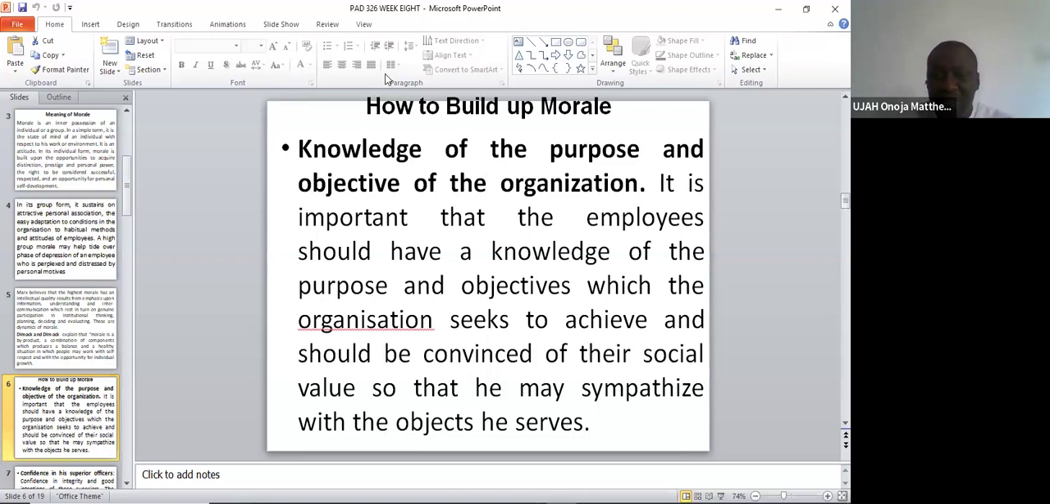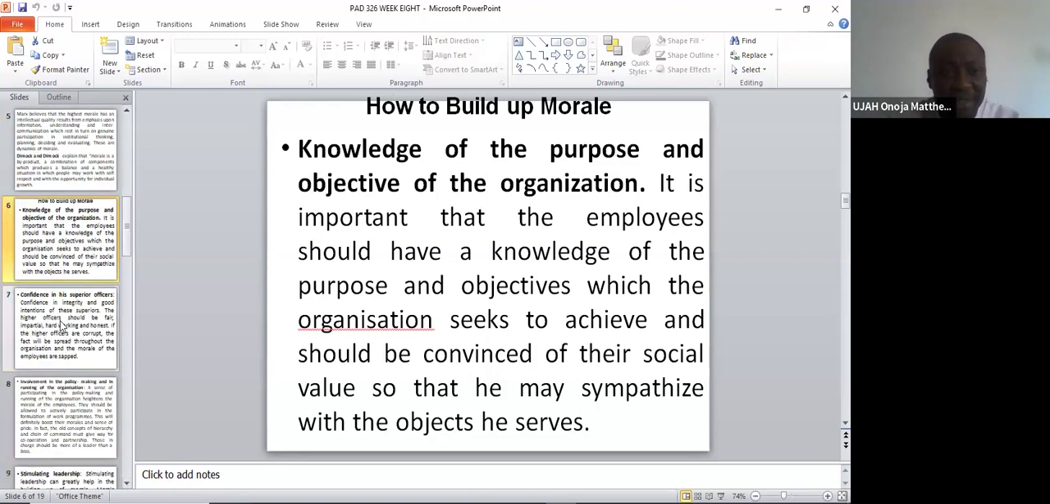So what this statement is trying to say is that workers should be carried along. They should have the knowledge, the purpose, and the objectives for which the organization is established. So when they are actively involved, there is the tendency that they will work towards having better results because they know that when better results come up, their welfare also would be improved upon. So that aspect is very important when one talks on how to improve morale within the service.